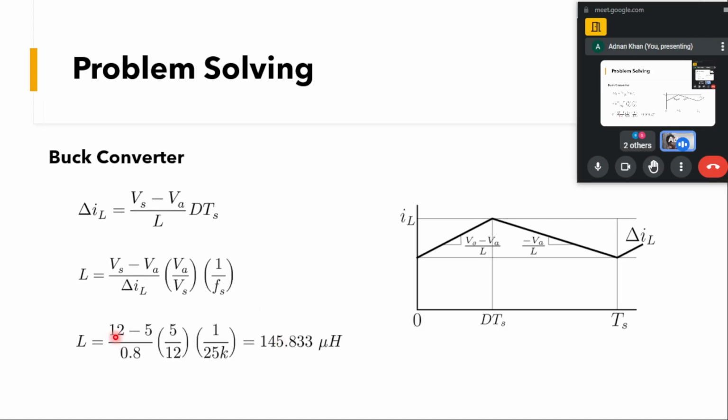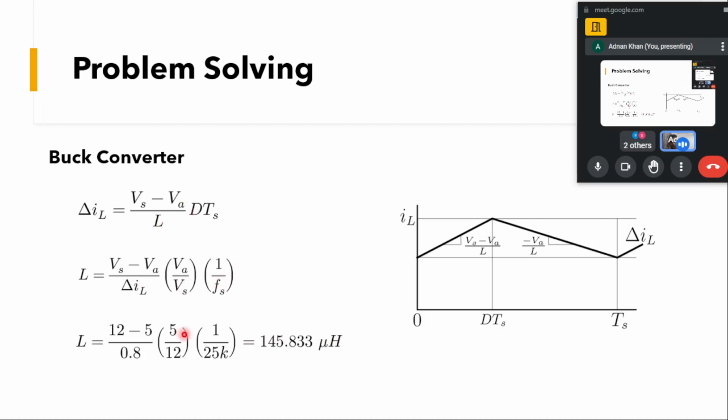The input is given as 12 volts, the output is 5 volts, and delta IL is given as 0.8. The frequency is also given, and TS is 1 by Fs. If we substitute these values, we come up with a value of 145.833 microhenry.